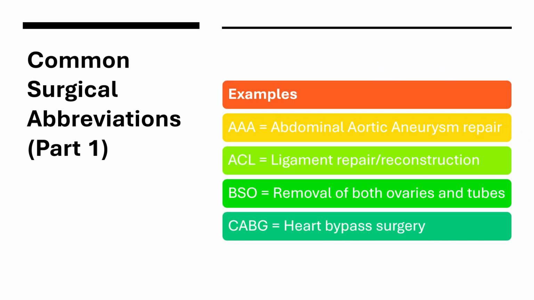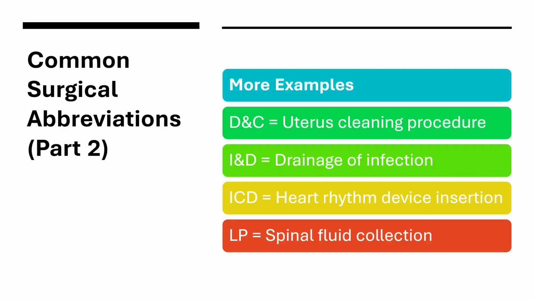These are common surgical abbreviations. For example, CABG is a heart bypass surgery and ACL refers to knee ligament repair or reconstruction. These procedures include both diagnostic and surgical treatments. For example, I&D is used to remove pus from an infected area, and ICD is a device that helps control abnormal heart rhythms.